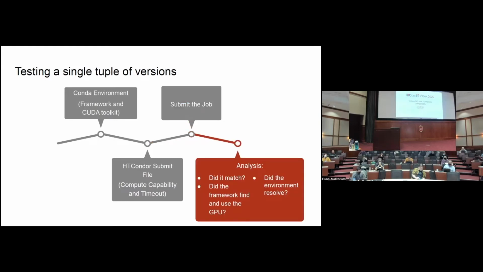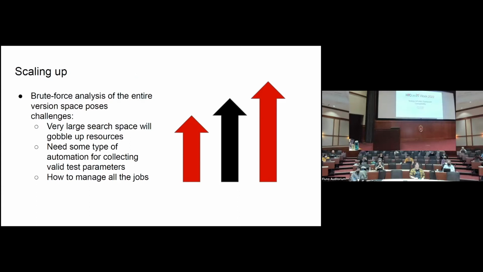And then finally, if our code runs or if it doesn't, we're able to do some kind of analysis to see whether it ran or whether it didn't. So the 3 things we look at are, did the job match? Was it able to find the resources we requested? Did the Conda environment resolve? That is, was it able to match all of the versions without finding any conflicting dependencies or anything like that? And then finally, the framework has to actually be able to communicate with the GPU. So if these three things happened, our job should run and it should succeed. And if any of those fail, our job will kick back with some kind of an error file. So that's how we test a single tuple of versions.